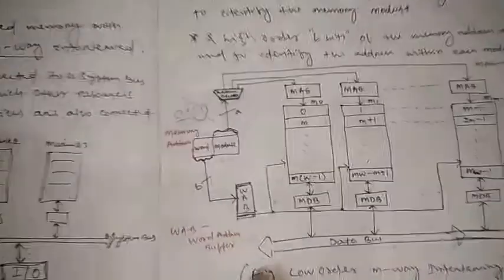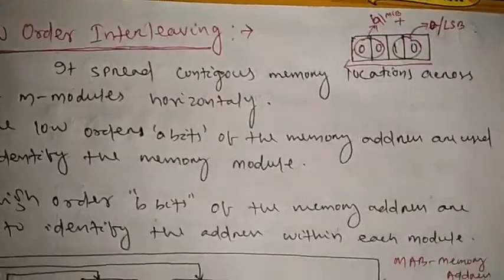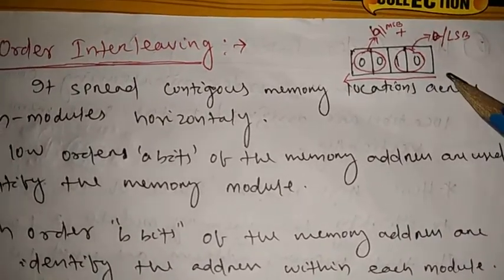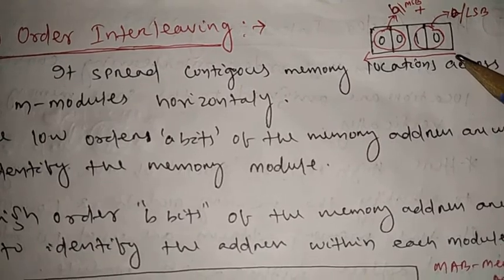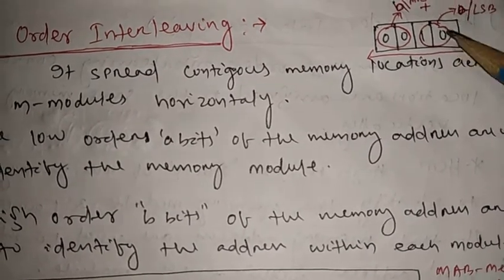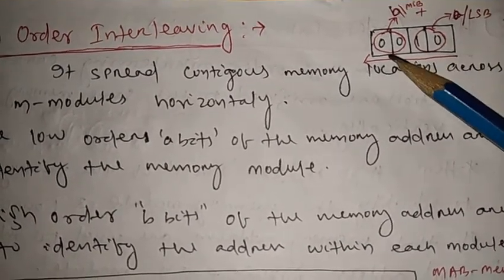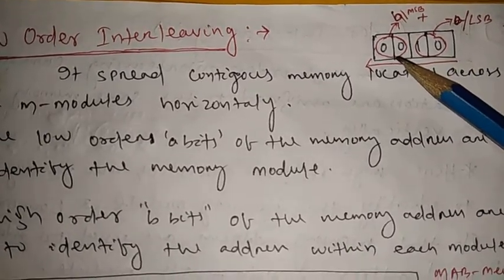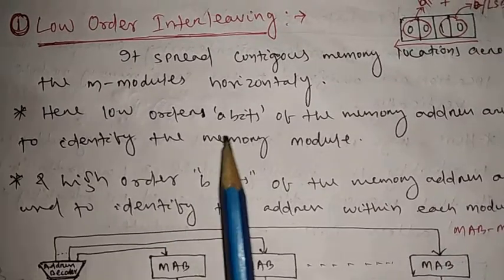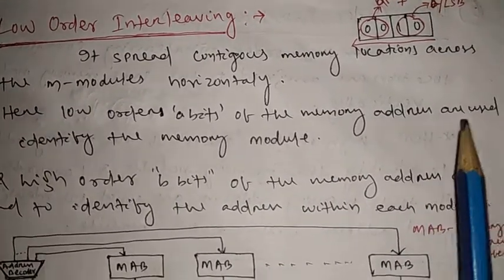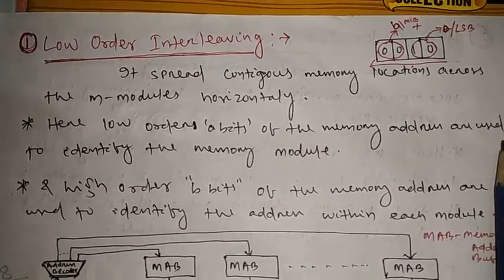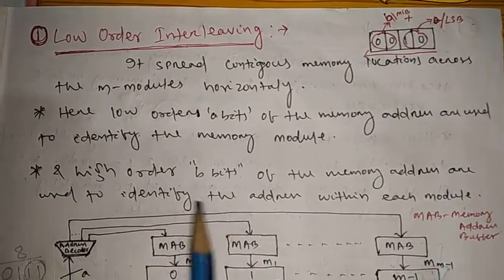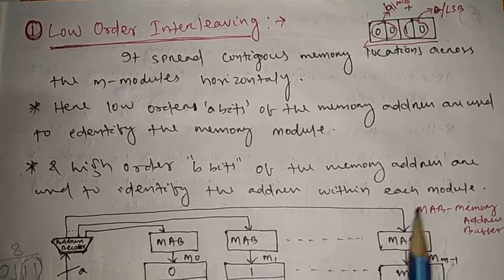And what does low order interleaving say? Already I told you, the least significant bits, or low order bits, give the address of the module, and the high order bits identify the word address. Look here: the low order a bits of the memory address are used to identify the memory module, and the high order b bits of the memory address are used to identify the address within each module.